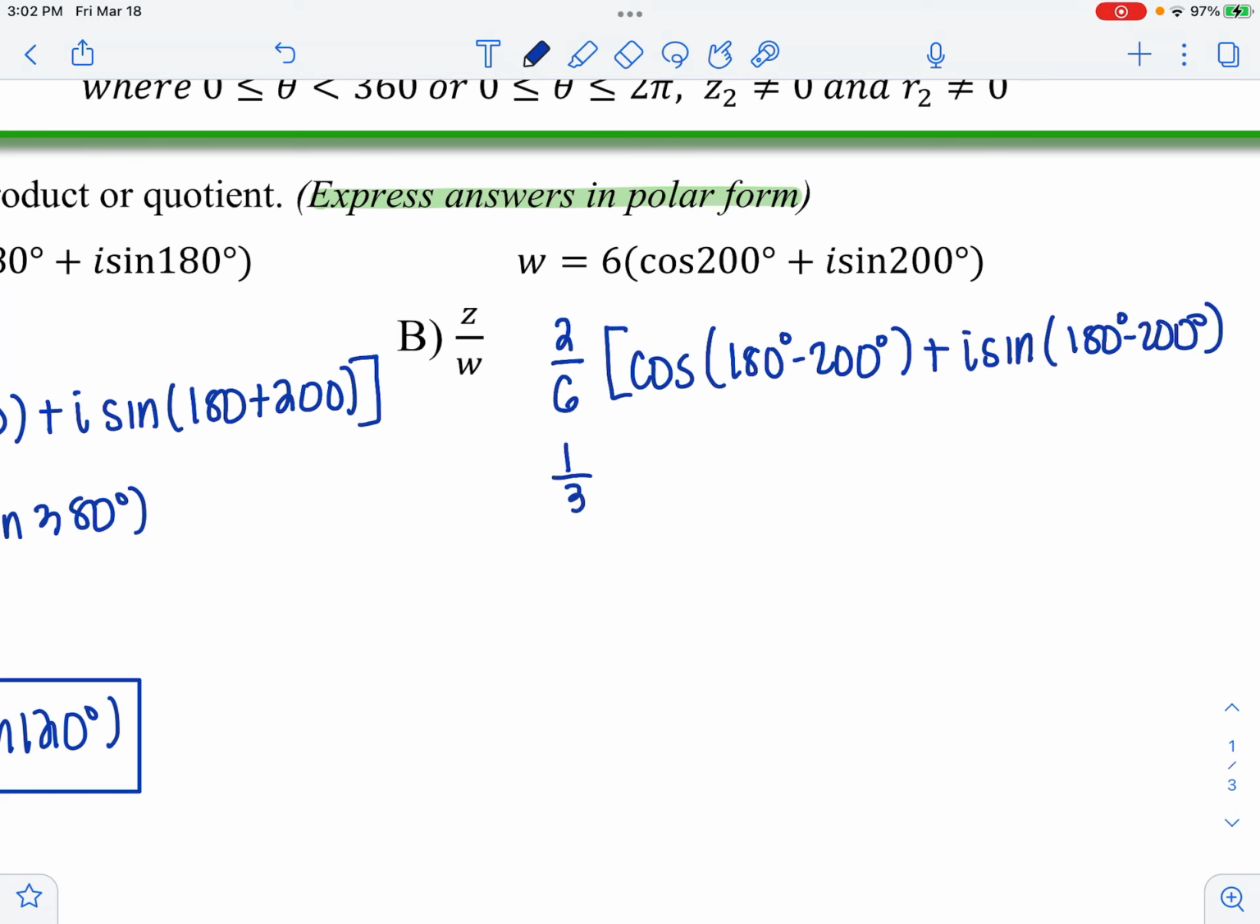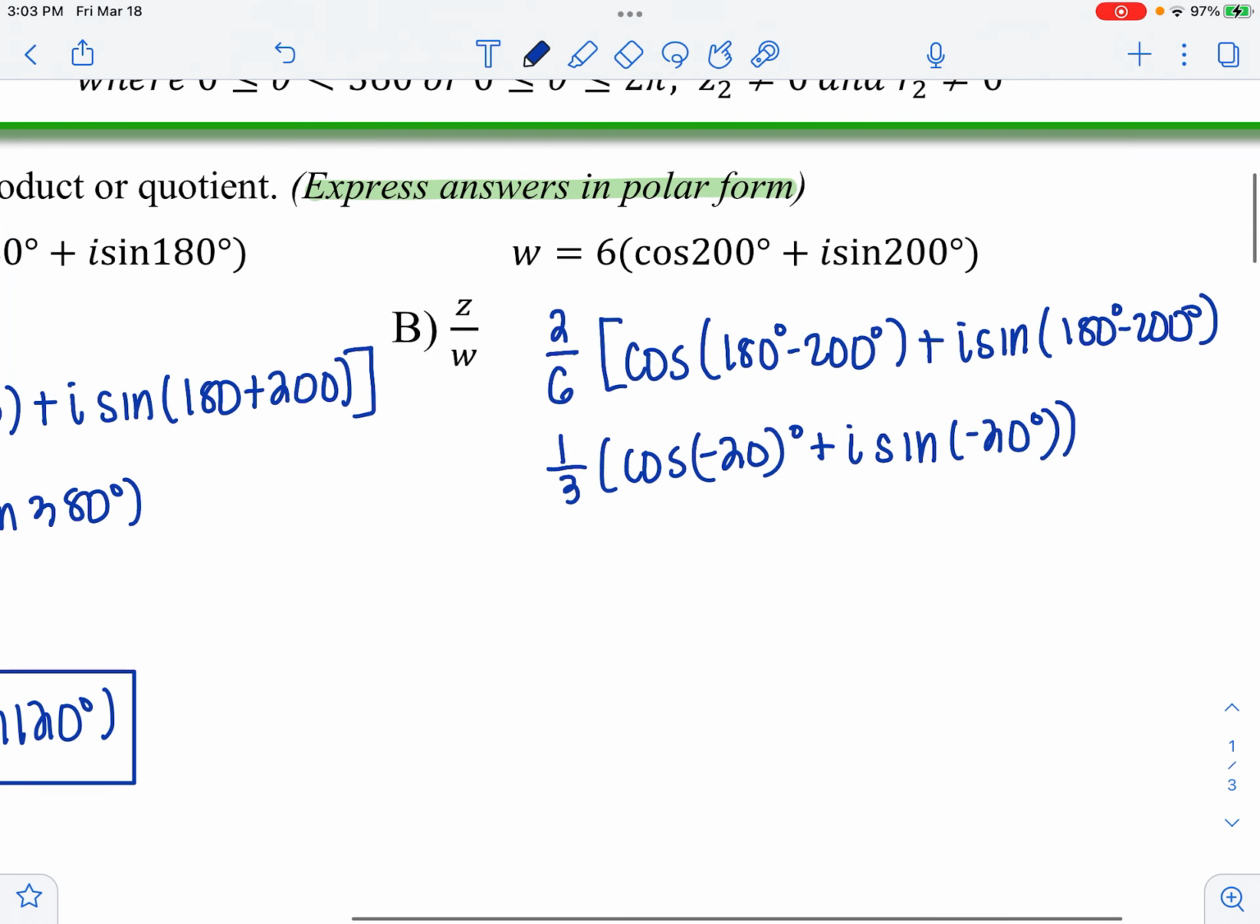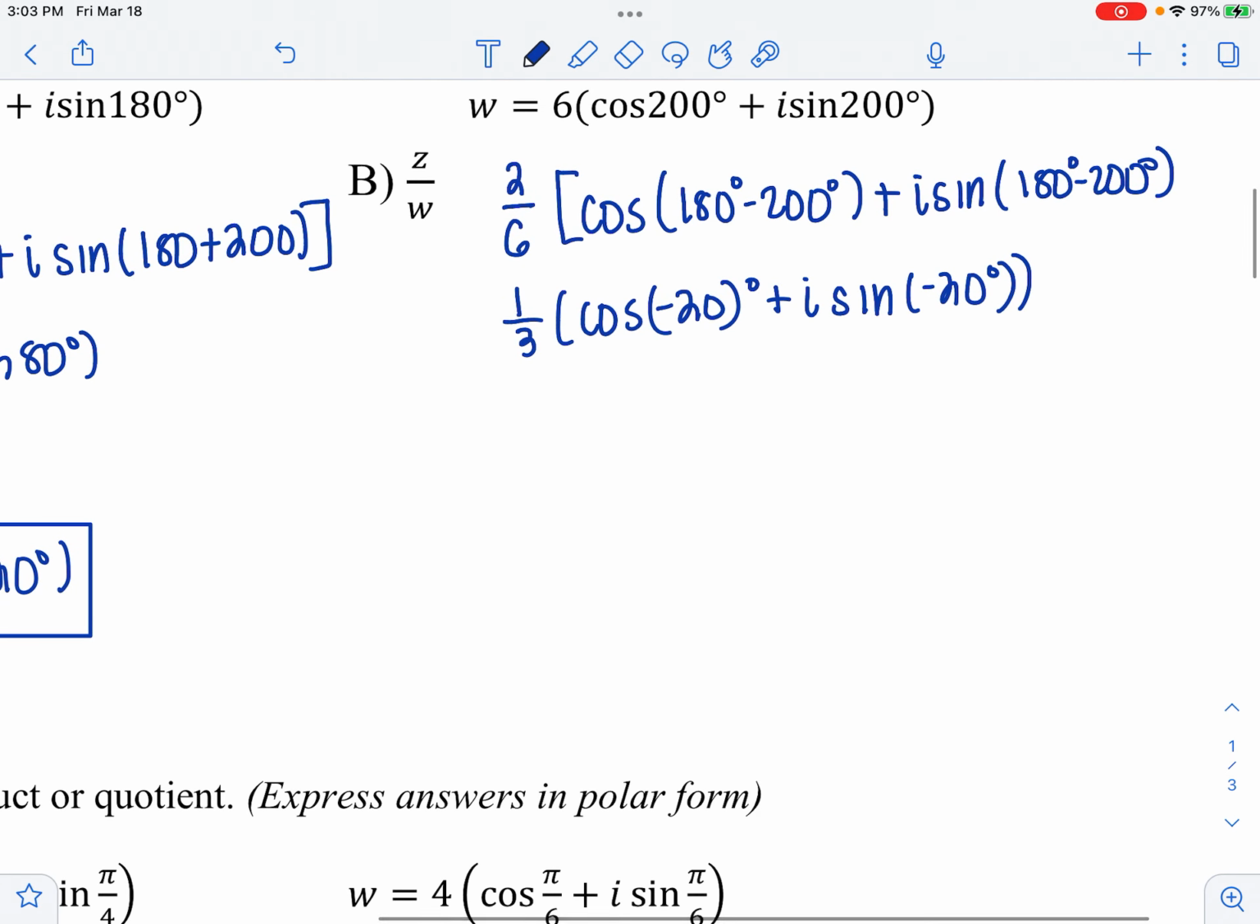All right, so I have 1/3 cosine of 180 minus 200, which is negative 20 degrees, plus i sine of negative 20 degrees. Notice I'm still putting parentheses in there when the angle is negative. Now negative 20 is less than 360, so I'm going to add 360 to it, and I get 340. So 1/3 cis 340.